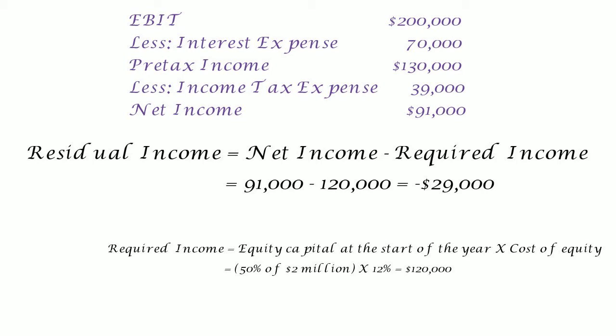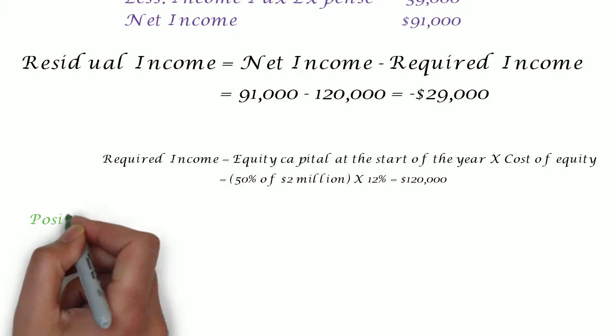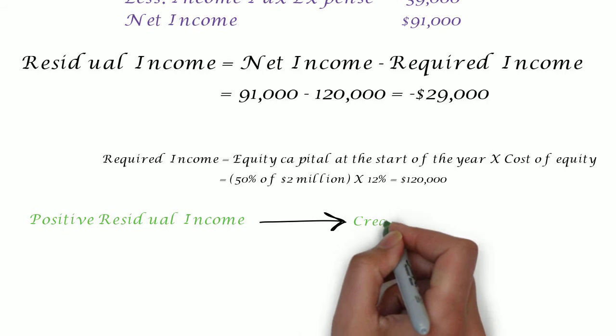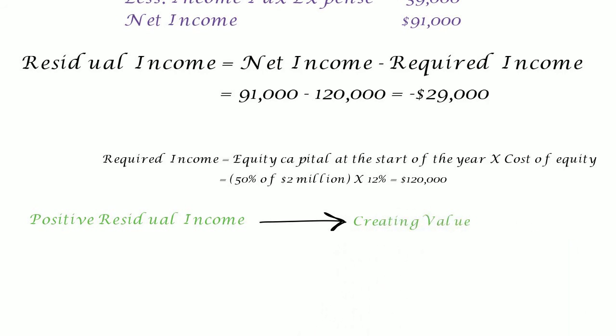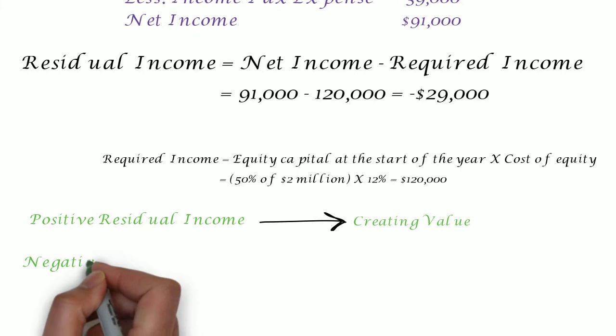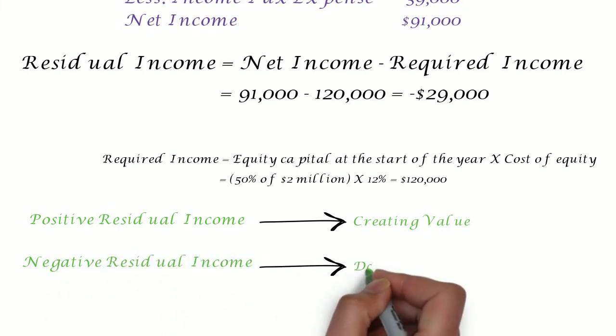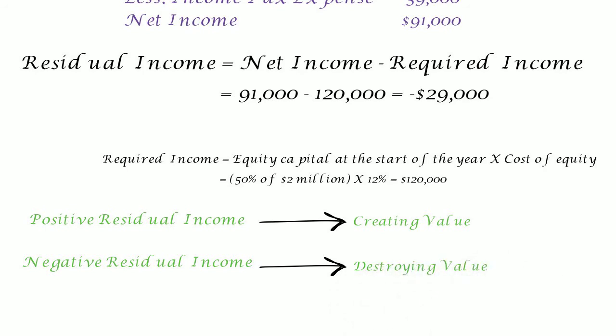Hence, AXCI did not earn enough to cover the cost of equity capital. As a result, it has a negative residual income. Although AXCI is profitable in the accounting sense, it is not profitable in the economic sense. A company that is generating more income than its cost of obtaining capital, that is, one with positive residual income, is creating value. Conversely, a company that is not generating enough income to cover its cost of capital, that is, a company with negative residual income, is destroying value. Thus, all else equal, higher residual income should be associated with higher valuations.